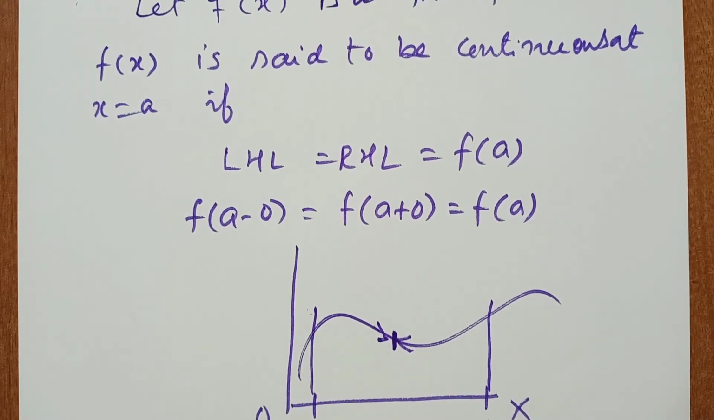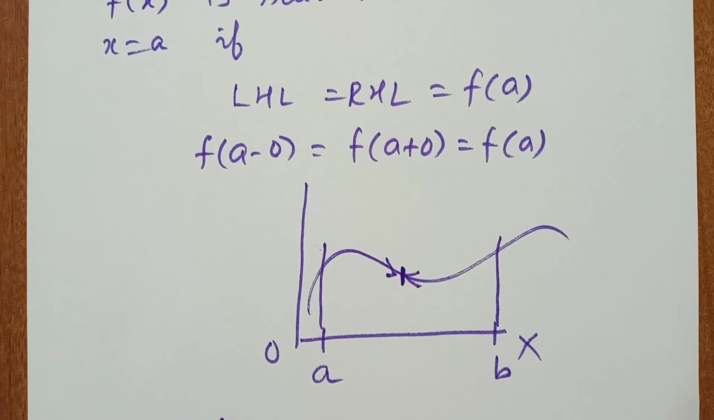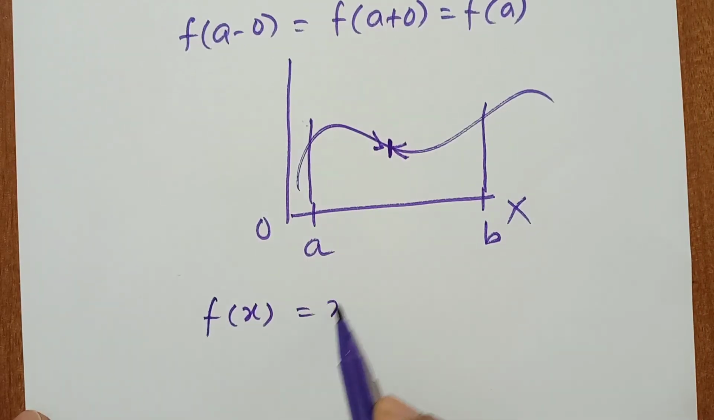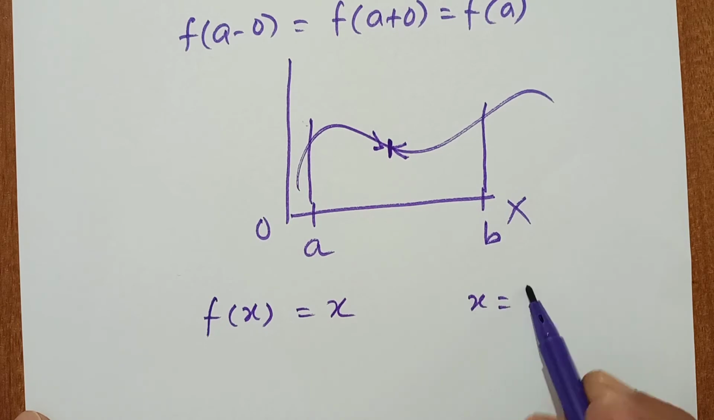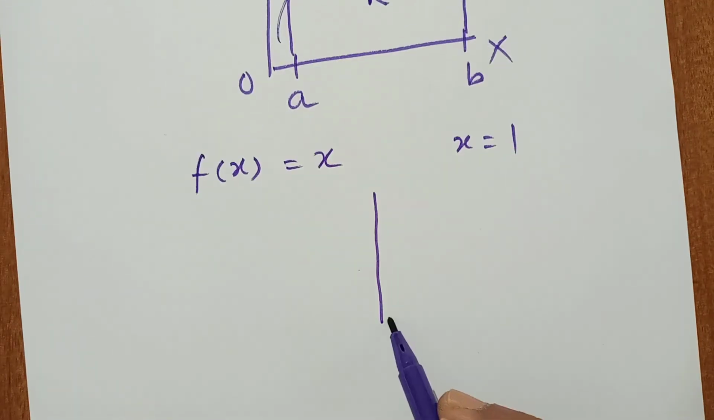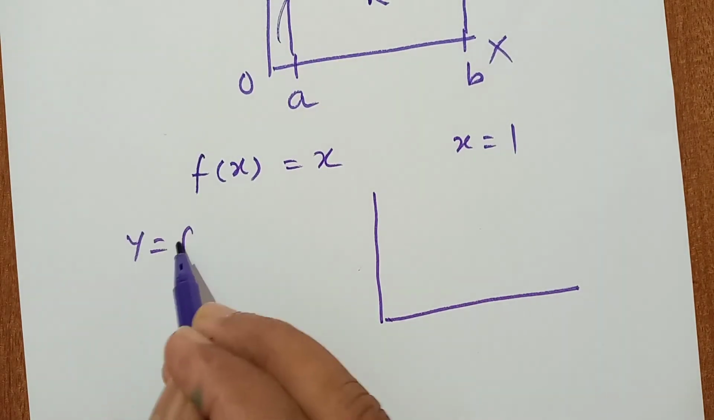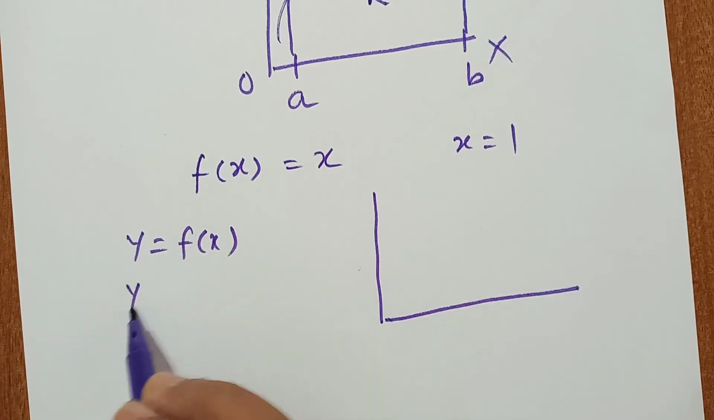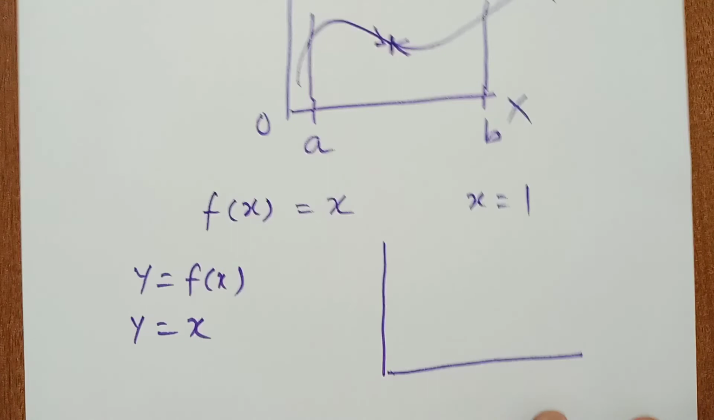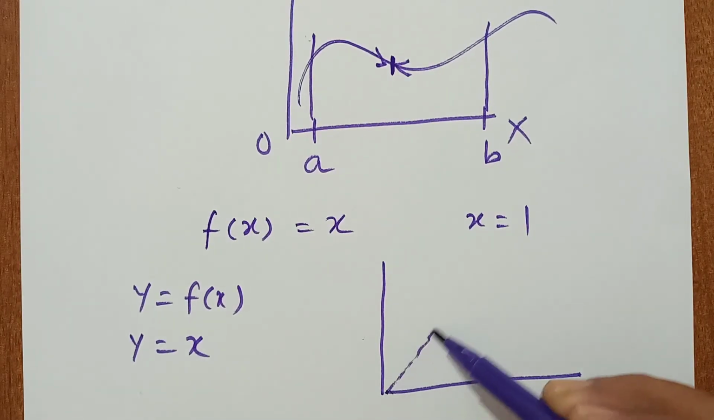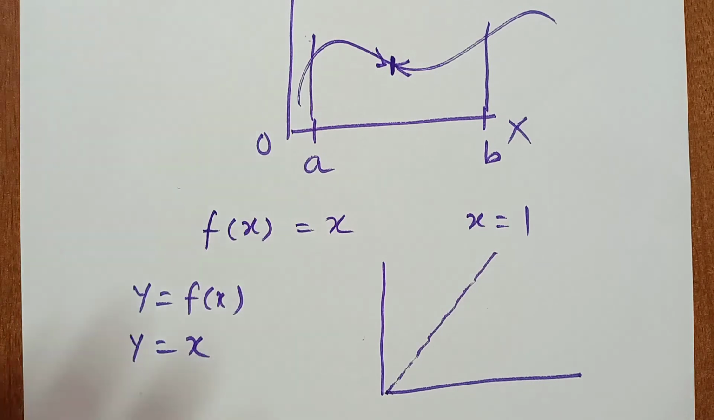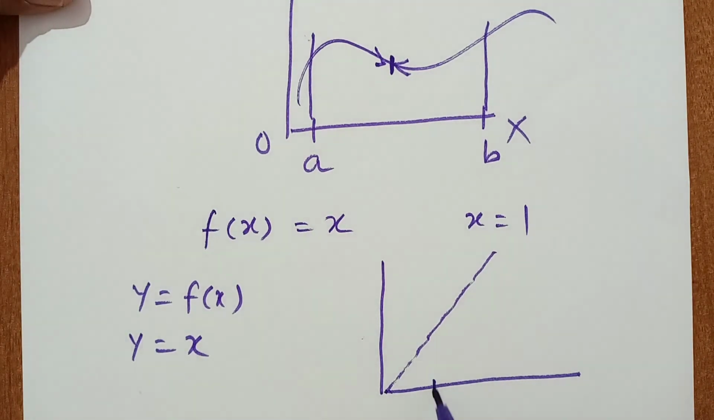Let us suppose f(x) is equal to x is a function. So we check at x is equal to 1 whether this is continuous or not. So this is a function, meaning y is equal to f(x). This is very easy. So y is equal to x. This is a line that passes through the origin. Okay, so this is a line. So we test at x is equal to a, meaning this is 1. So this is the function. I want to check at x is equal to a whether this function is continuous or not.